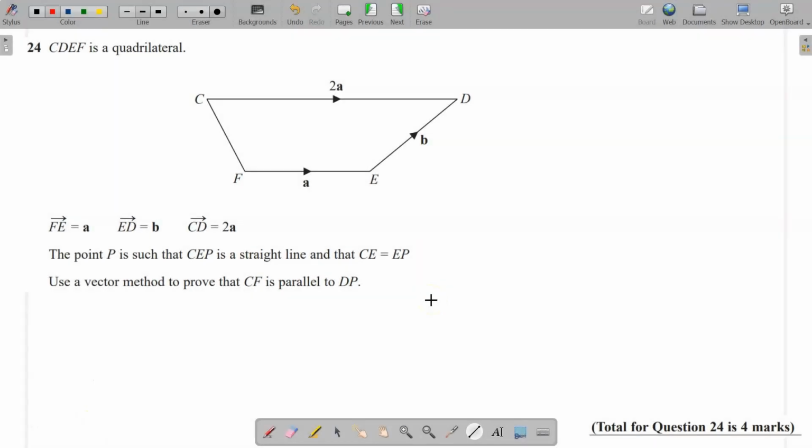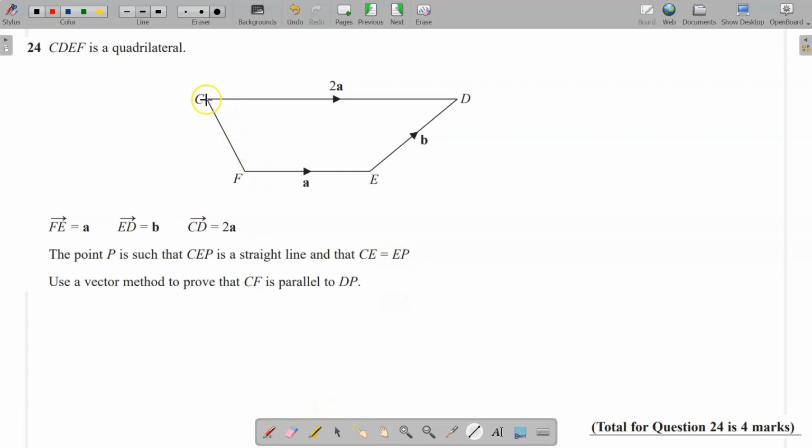Okay, this is a vector proof question, and I've just got to use the information I've been given and prove by a vector method that CF is parallel to DP. Well, at the moment we don't know where P is, but we have information to enable us to find it, because it says the point P is such that CEP is a straight line and CE is equal to EP in length.